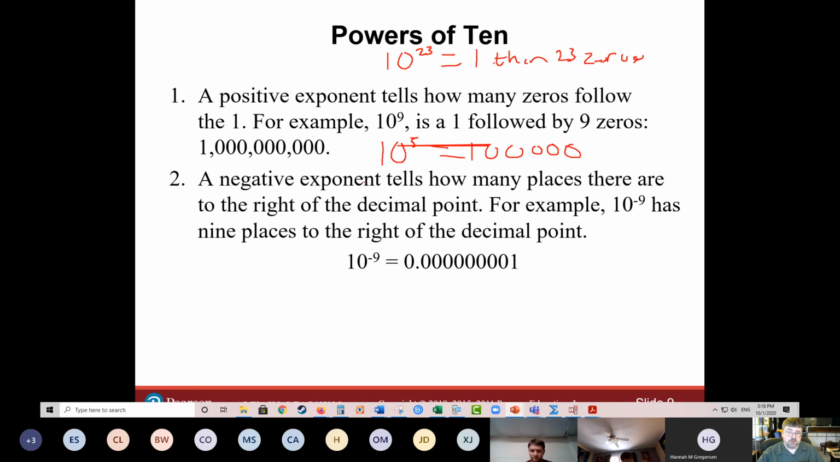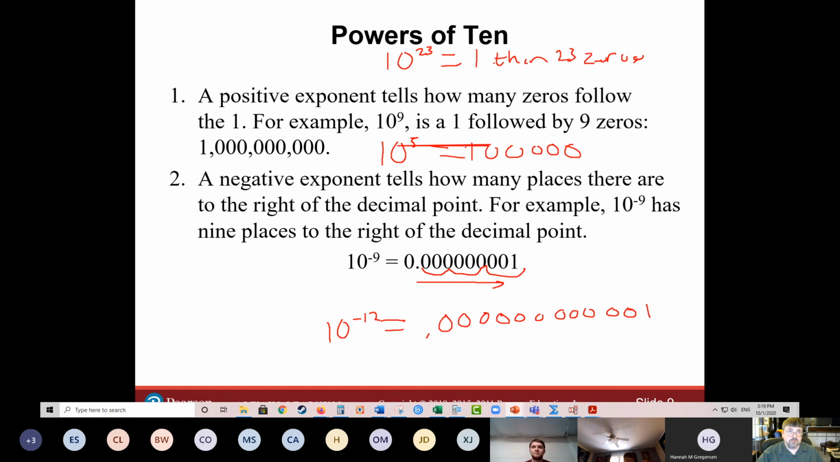A negative exponent tells us how many places there are to the right of the decimal point. So like 10 to the negative 9 is 0.000000001. There are 9 places to the right of the decimal point. 10 to the negative 12, there would be 12 places to the right of the decimal point. So there would be, in that case, 11 zeros followed by a 1.